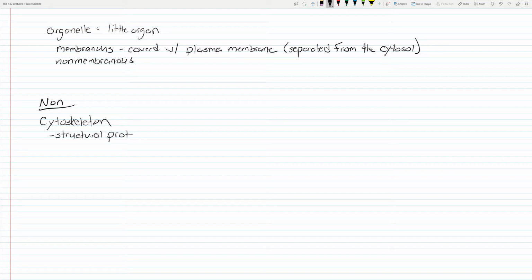They give cells strength, and they give cells their shape. They also adhere cells to each other. A lot of the cells, when they're next to each other, actually have cytoskeleton between them so they're able to adhere to each other that way. There are three main types. The first one is called the microfilaments.